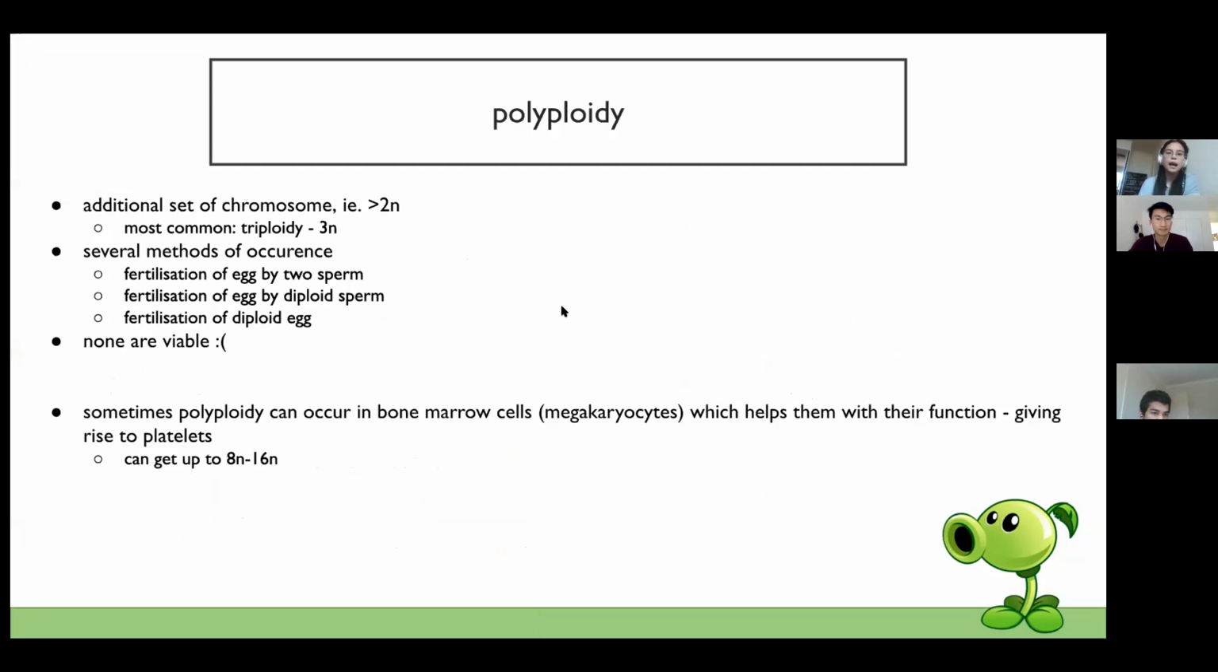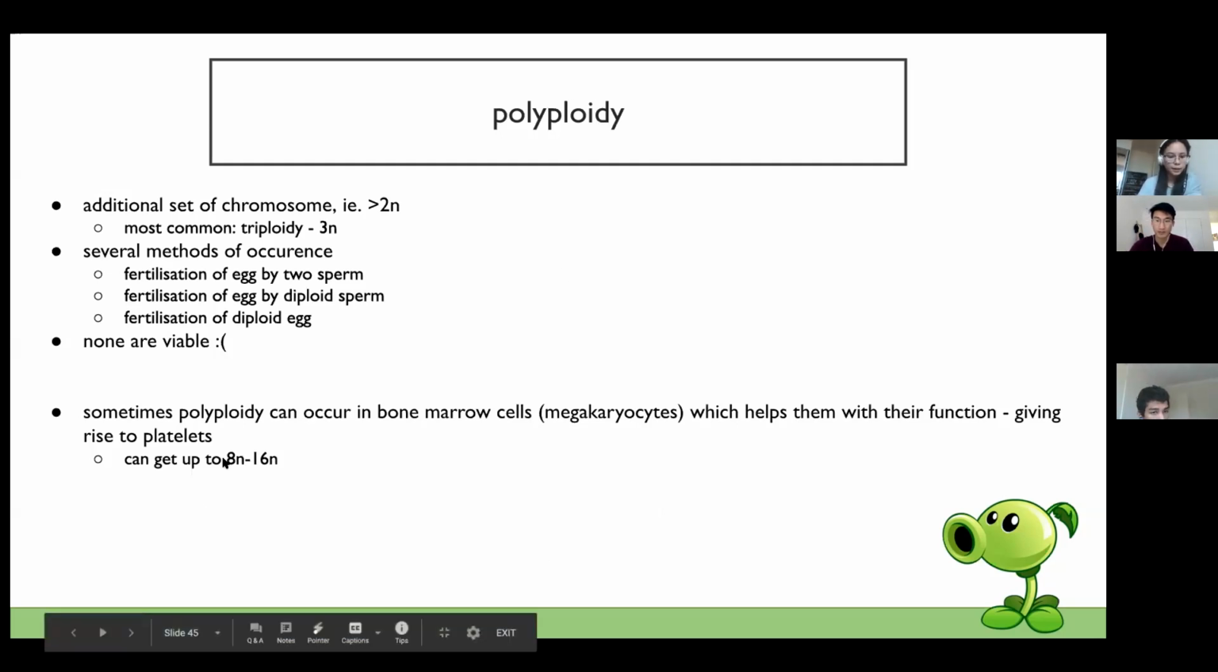The other type of numerical chromosomal abnormality that you can have is polyploidy. This is not just an extra chromosome, but an extra set of chromosomes. So instead of having 2 copies of each chromosome, you have 3, sometimes 4, but probably not. Unfortunately, none of these are viable. They won't even make it to birth. The embryo will likely abort spontaneously.